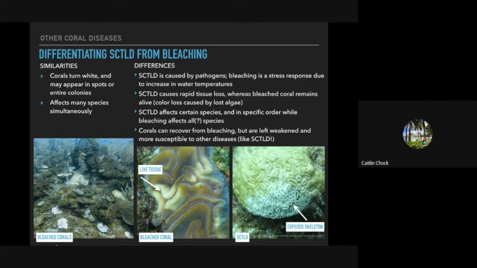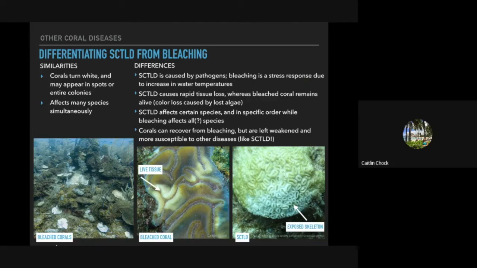So if you see the photo in the middle, it is a partially bleached coral and it's bleaching in spots. But if you look closely, you can see that the coral tissue is still alive. It's just colorless. You can see it looks fleshy, and inside of the valleys, you can still see that the polyp mouths still have color in there. So it may look like a disease, but if you look closely, you can tell that it's bleached.